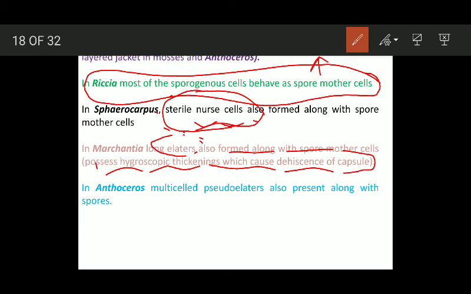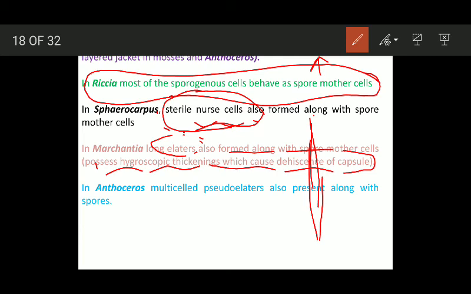In Marchantia, inside the capsule, there are two types of cells. One is known as spore mother cells, and the second one is known as elater mother cells. The spore mother cells undergo meiosis and result in the formation of spores, while the elater mother cells don't undergo meiosis. Okay, they result in the formation of elaters, which are long spindle shaped cells, and these long spindle shaped cells develop hygroscopic thickenings in their walls, and the function of these hygroscopic thickenings is to cause the dehiscence of capsule and the dispersal of spores.